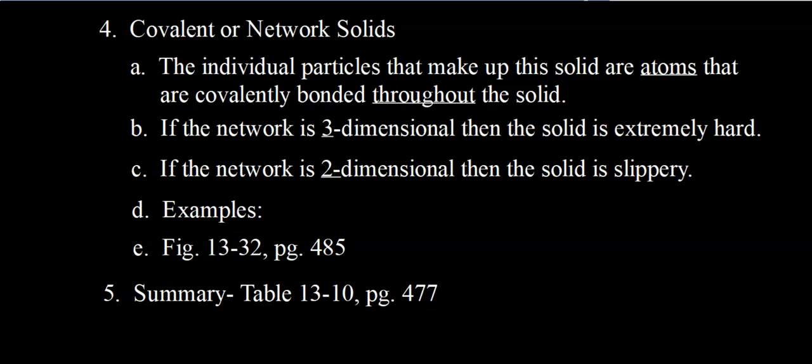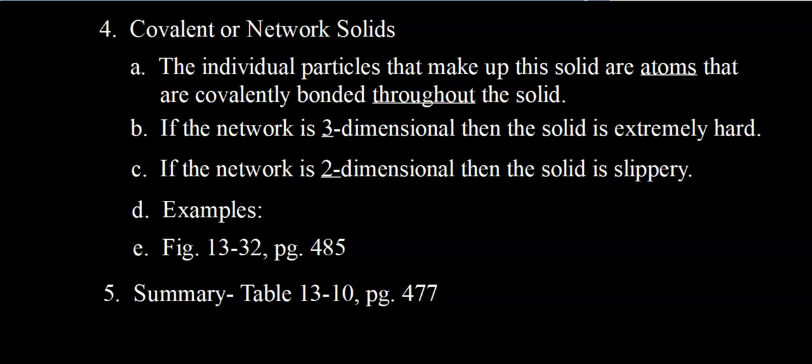Covalent bonds are the strongest type of chemical bond, so that gives rise to the observable properties of these solids. Now, it's the difference if the network of covalent bonds is two-dimensional versus three-dimensional. If the covalent bonds occur throughout the structure three-dimensionally, then this gives rise to solids that are extremely hard. However, if the network of covalent bonds is only two-dimensional, like in the case of graphite, sheets of carbon atoms, and then those sheets are attracted to other sheets on top or below via dispersion forces, then that creates a slippery substance.